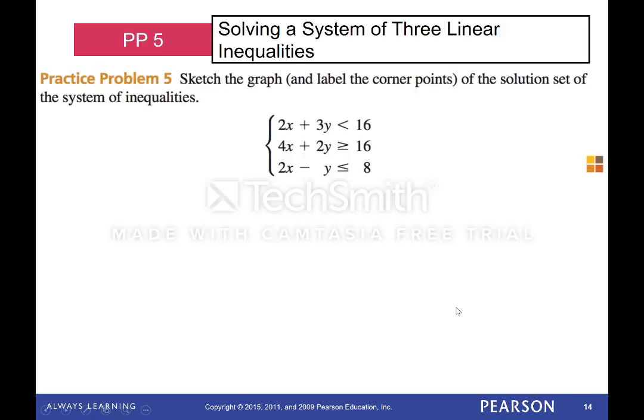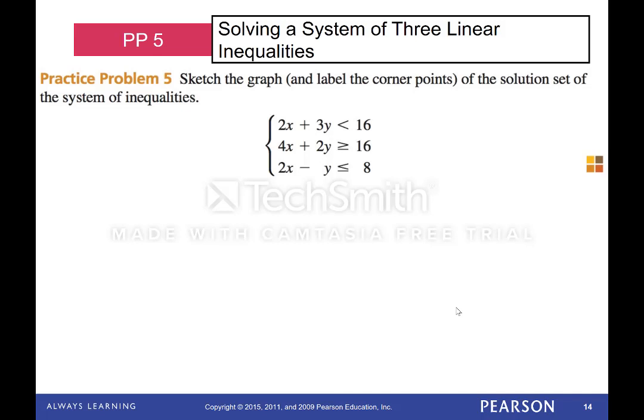All right, and now we move on to a little bit more sophisticated problem here. Practice problem number 5 says graph this. That's a system of 3 inequalities. That's what we got. And we have to do something else. We have to label the corners here.